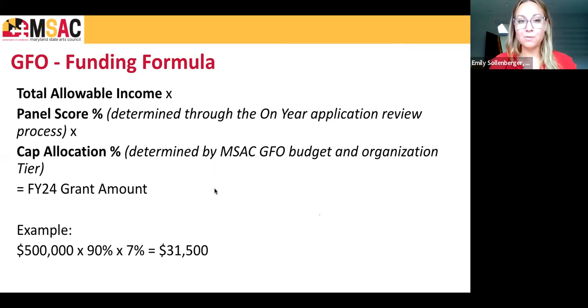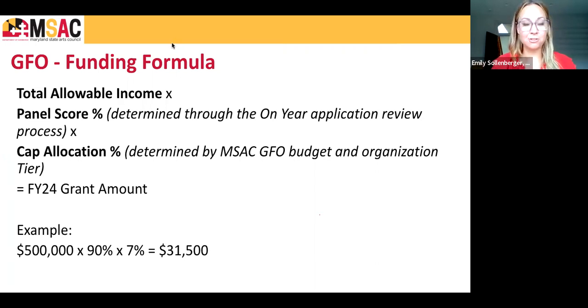The panel score, which is determined through your application review process. The cap allocation percentage, which is a percentage that's determined through the State Arts Council's budget allocation process. And new this year, we will be implementing an equitable funding formula. So it'll also incorporate the tier that you find yourself in, which is based on the size of your organization. So with that formula, we get to a grant amount.